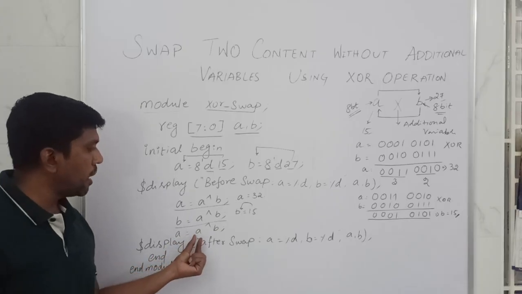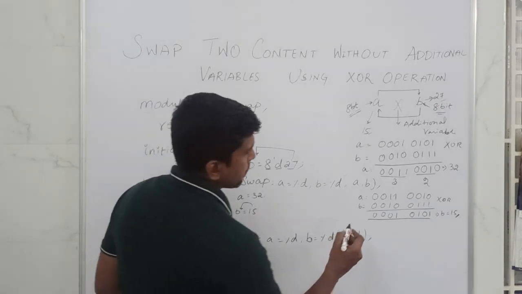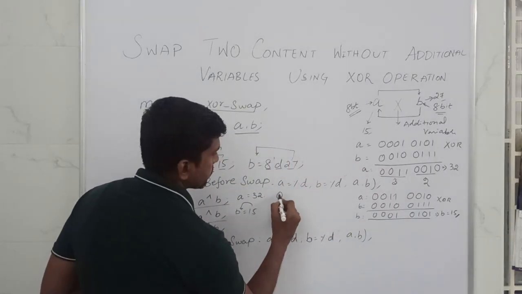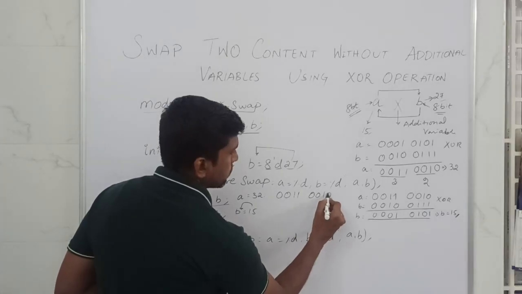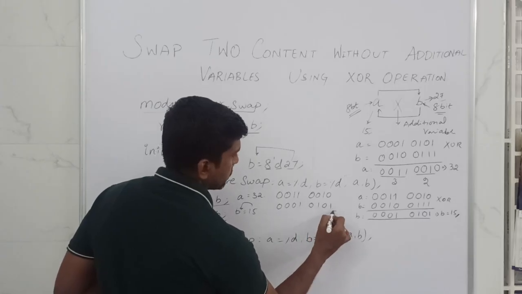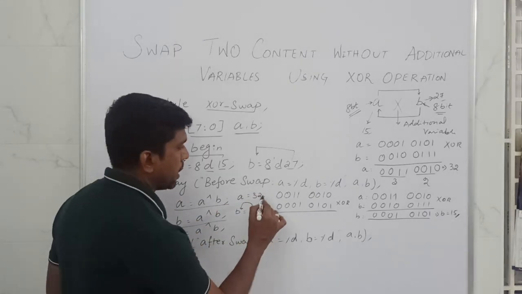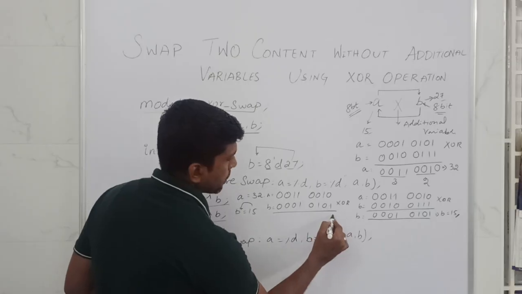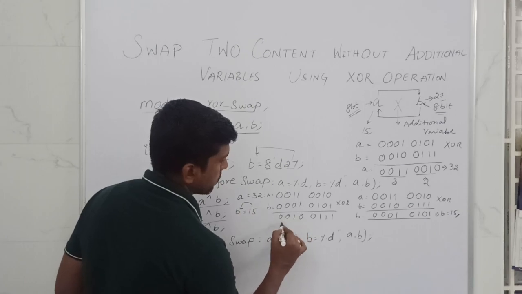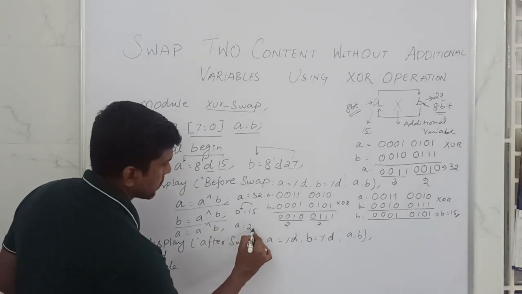Once again you do A equal to A XOR B, the XOR operation between A and B. Now the A value is 32 and the B value is 15. Let me apply the XOR operation between these two variables A and B. Now you get 27, so now the A value is 27.